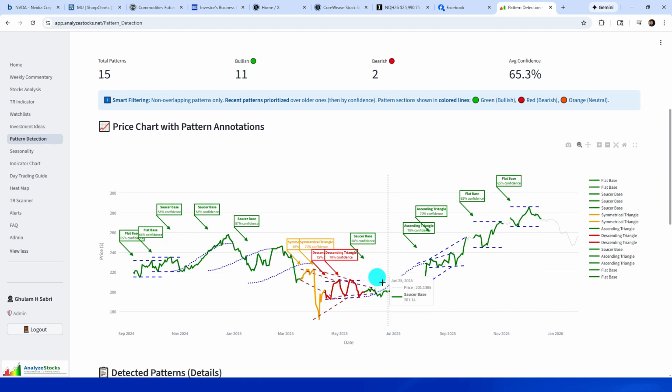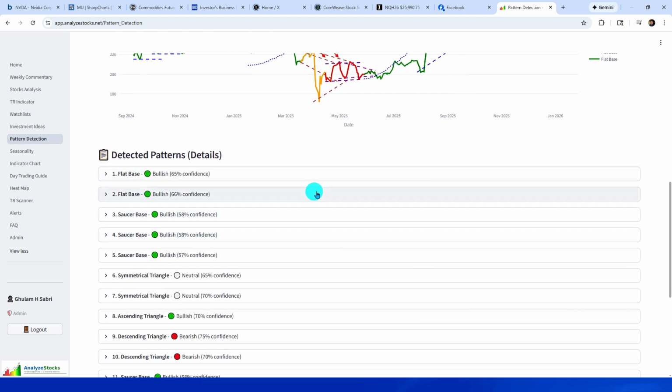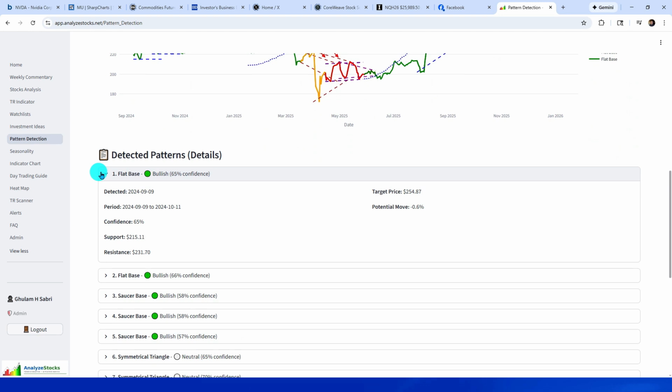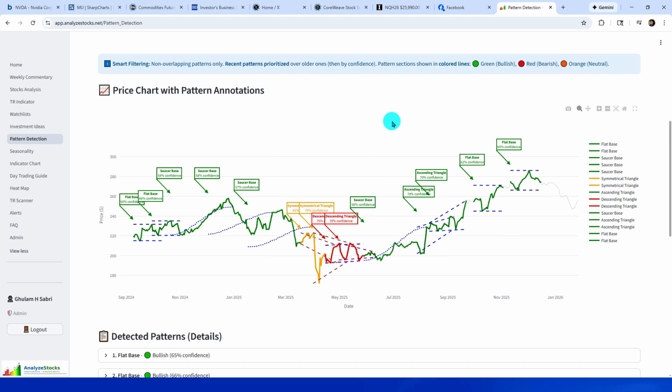Most of the time this prediction is quite high, like ascending triangle, 70% confidence, and this moved from this point to this point, which is approximately a 20% rise in the course of 2 months. And here you can find the details of each and every detected pattern with the target price, confidence score, potential moves, support. I hope this is going to interest you.